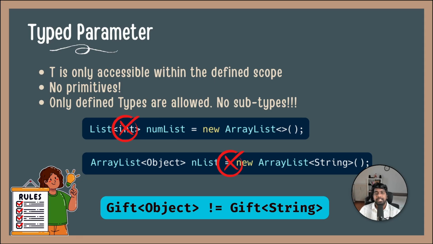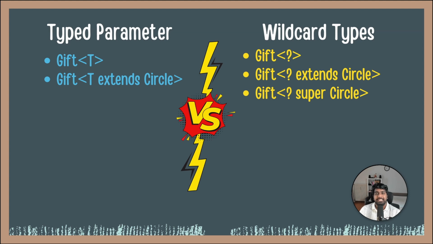Even though the string class is a subclass of the object class, when it comes to generics, you cannot think about the inheritance hierarchy. The type parameter is always looking for that exact same type. It is not satisfied with a subtype or a parent type. Now that you have mastered the type parameter, we are going to learn about the wildcard types.